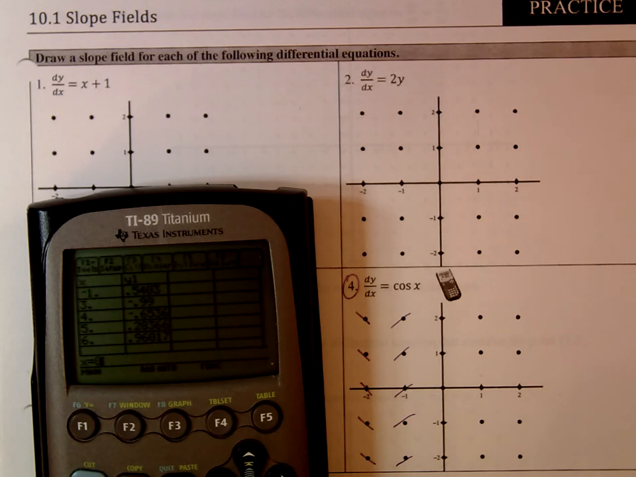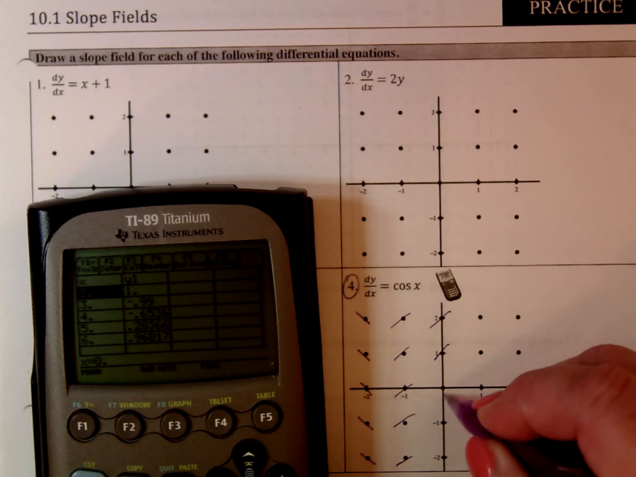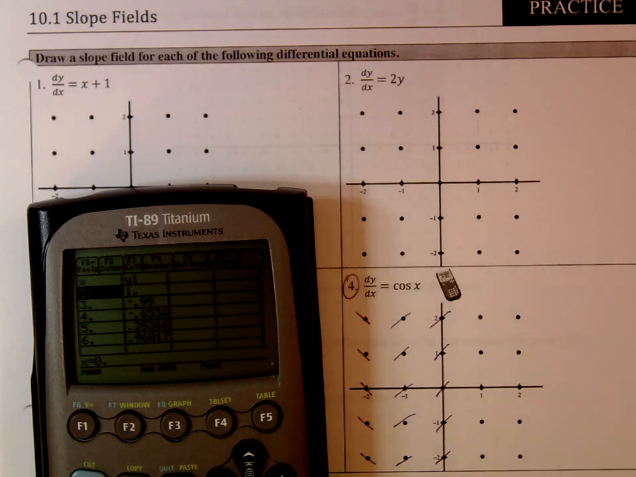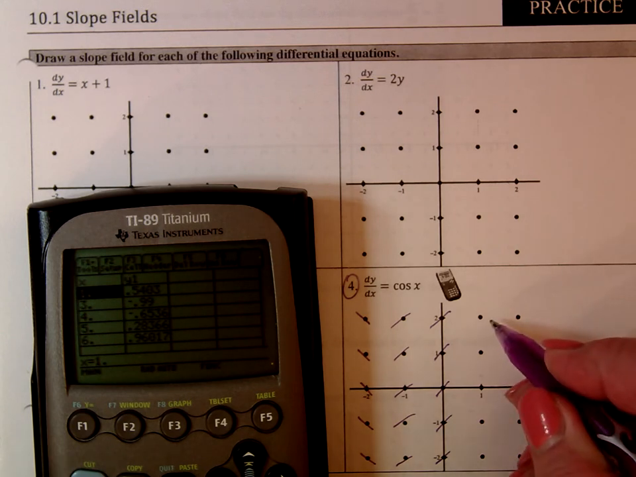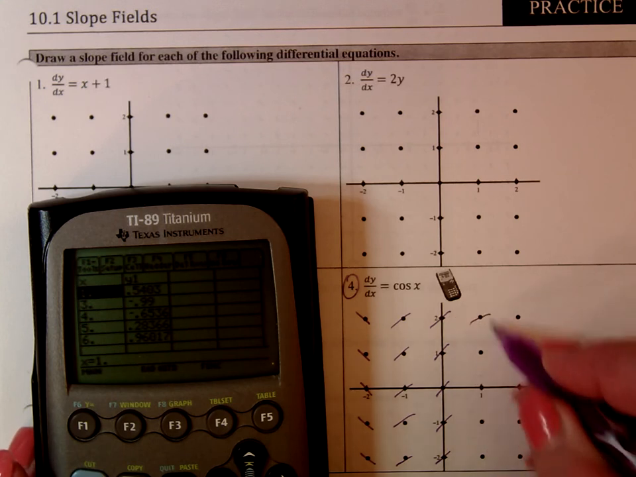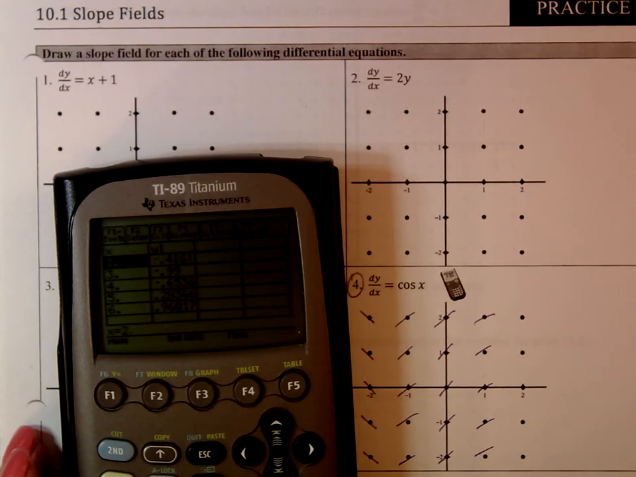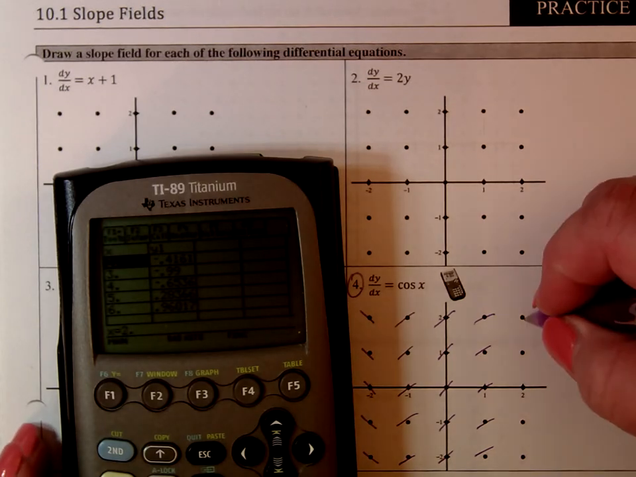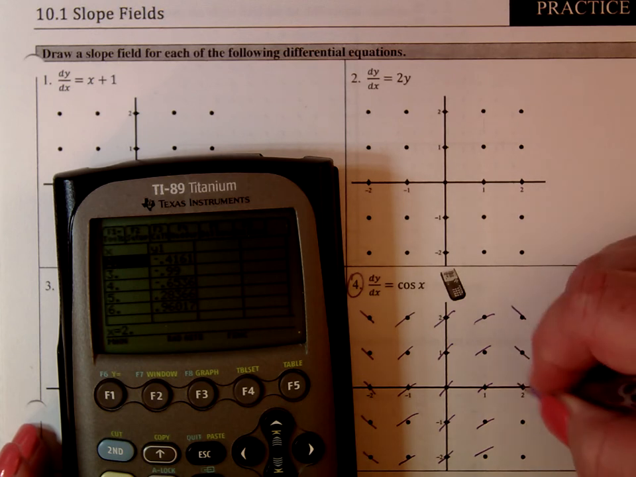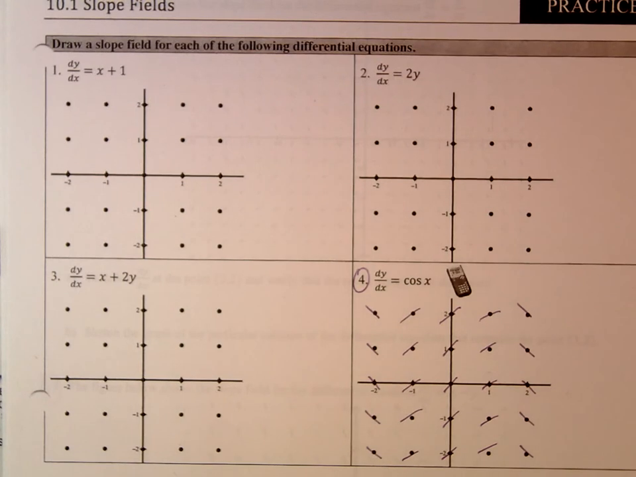Next one is if x is 0, I get a slope of 1. That's also positive, so make it a slope of 1. If x is positive 1, I get a slope of 0.54. So again, it's going to be positive, but not quite as steep as this guy. And then when x is 2, I get a slope of -0.4. Now I'm back to the negative part. So here it is, negative slopes of 0.4. And that, my friends, is your slope field. So that one was really relatively easy if you just use your calculator.